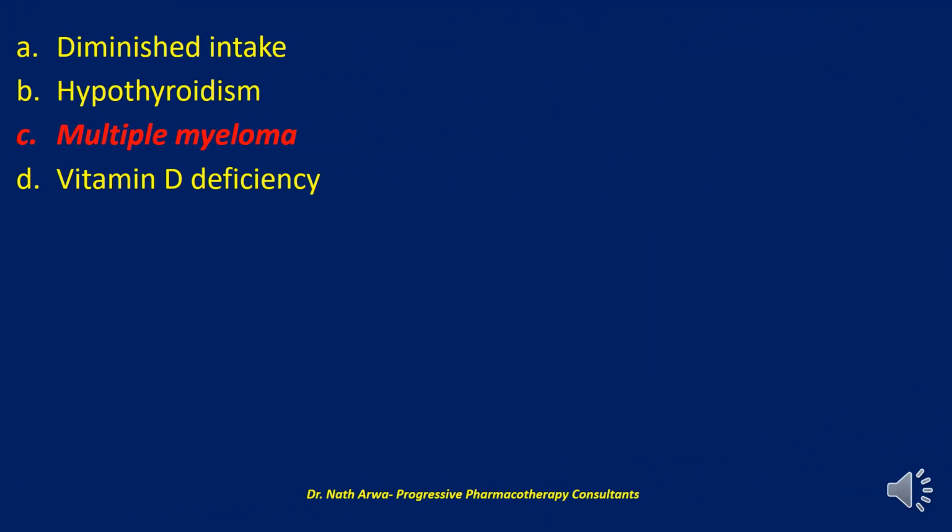So, in my opinion, multiple myeloma is the correct answer. Hypocalcemia can be caused by diminished intake, hypothyroidism, and vitamin D deficiency. Multiple myeloma can cause hyper, not hypocalcemia. It does cause hypercalcemia. So that makes it the right choice among the four. Let's move to the next slide.